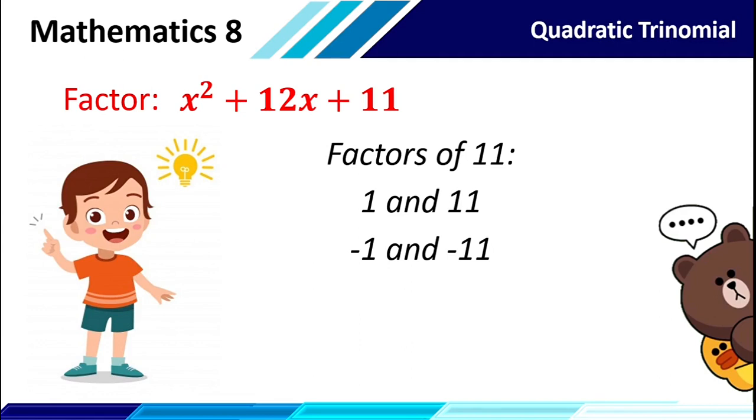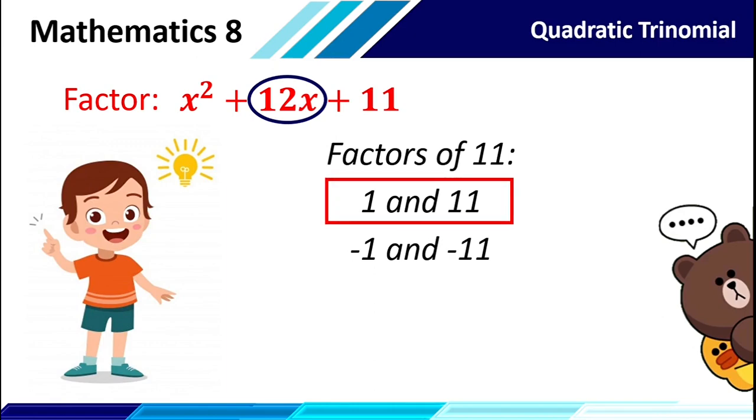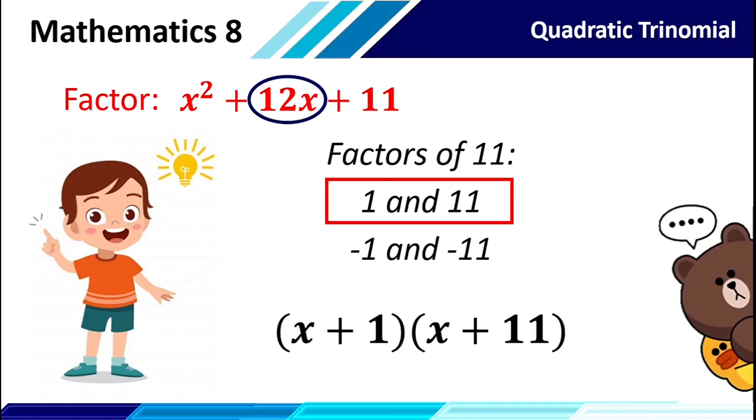Our next step is to find a pair of factors wherein when we multiply, the answer is 11, and when we add, the answer is 12. And we see that our factors are 1 and 11 because when we add 1 and 11, the answer is 12. Our last step is to write it as the product of two binomials. Therefore, x plus 1 times the quantity of x plus 11 are the factors of x squared plus 12x plus 11.